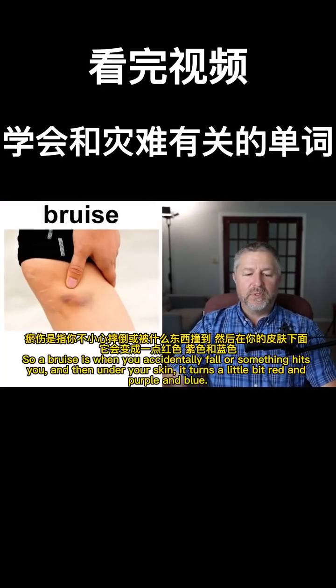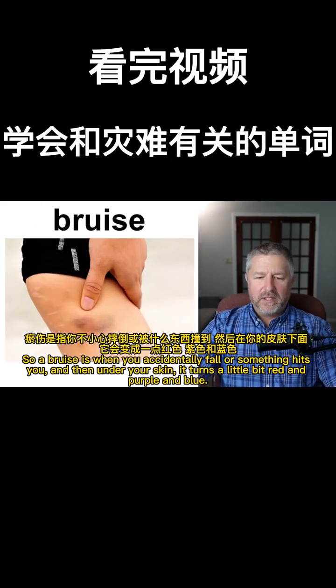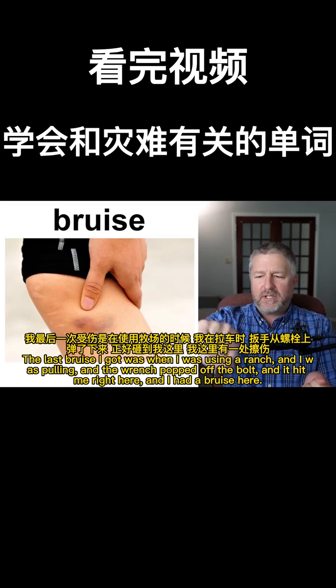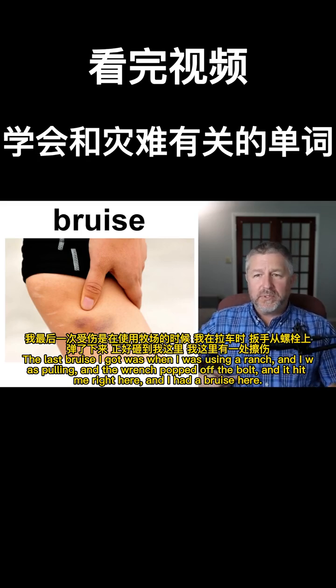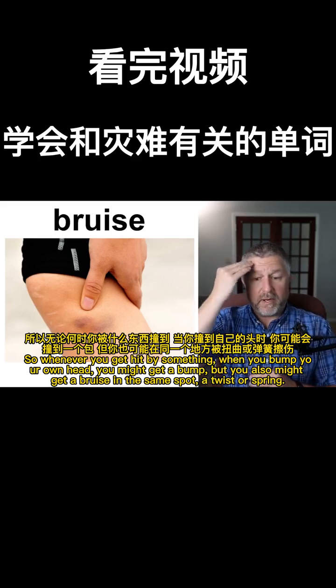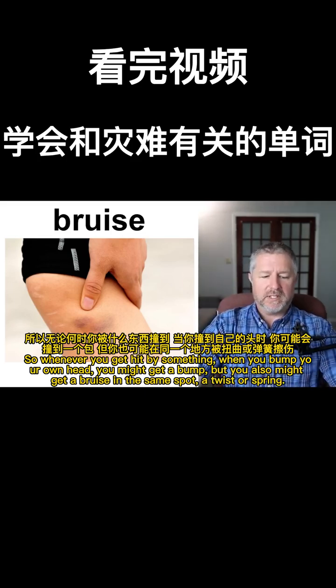Bruise. So a bruise is when you accidentally fall or something hits you and then under your skin it turns a little bit red and purple and blue. The last bruise I got was when I was using a wrench and I was pulling and the wrench popped off the bolt and it hit me right here and I had a bruise here. So whenever you get hit by something, when you bump your head, you might get a bump, but you also might get a bruise in the same spot.